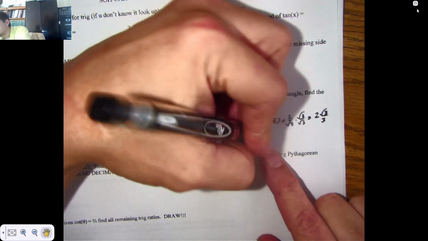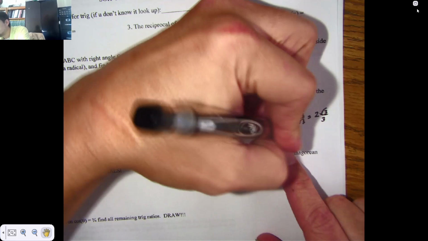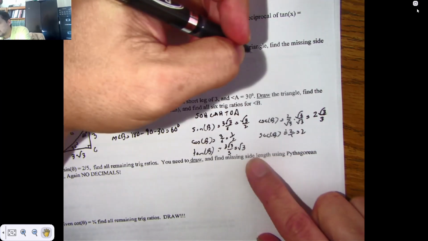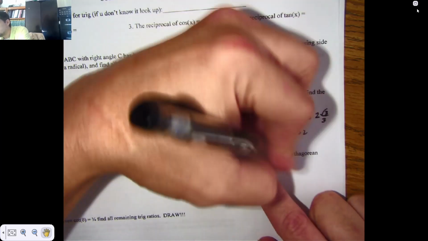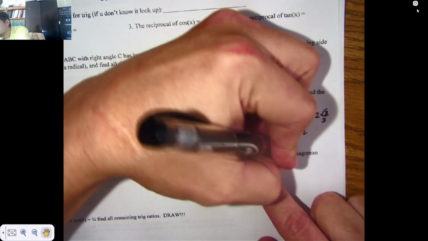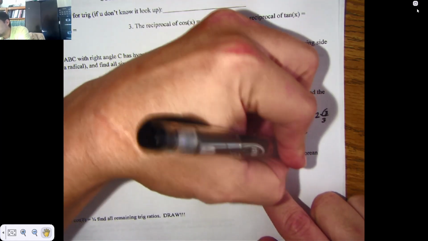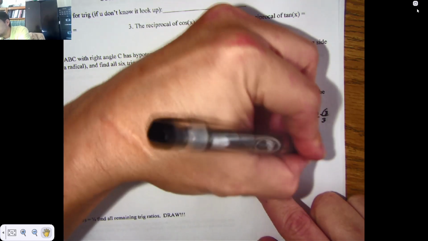The reciprocal of cosine is called secant. We flip a half, we get 2 over 1, so just 2. And the reciprocal of tangent is called cotangent. If we reciprocate a root 3, we have 1 over root 3, which we clean up by multiplying top and bottom by root 3, and we get root 3 over 3. Whew.